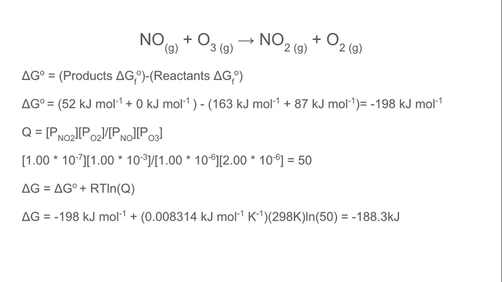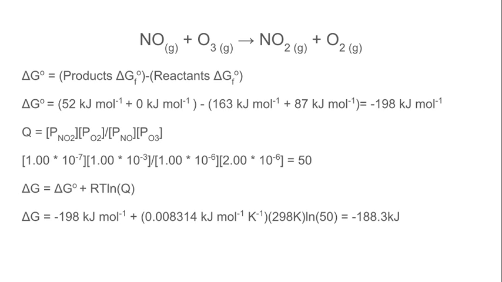Now, delta G naught is equal to the delta G values for the products minus the reactants. So we do that all, and then we look up all these values in our Appendix 4 values for the products and reactants, subtract them, and we get negative 198 kilojoules per mole.